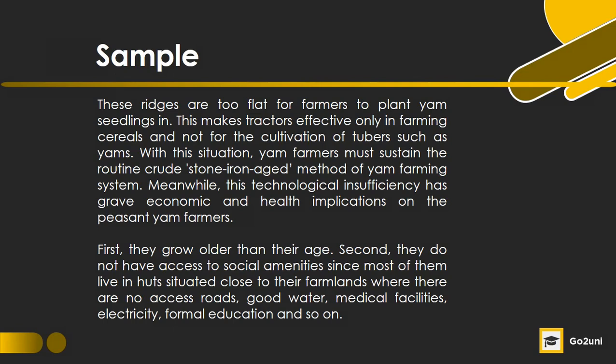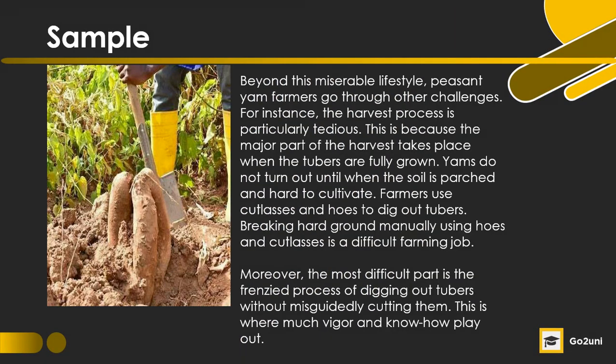Meanwhile, this technological insufficiency has grave economic and health implications on the peasant yam farmers. First, they grow older than their age. Second, they do not have access to social amenities since most of them live in huts situated close to their farmlands where there are no access roads, good water, medical facilities, electricity, formal education, and so on. Beyond this miserable lifestyle, peasant yam farmers go through other challenges.